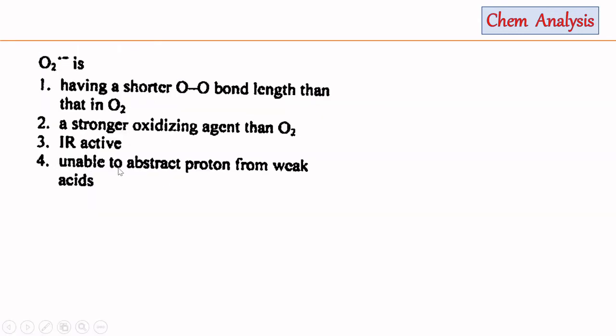In the second question, we can see that this is asked from bioinorganic chemistry, and we have to tell the correct answer for the superoxide anion. The first option says the superoxide anion has a shorter O-O bond length than that of oxygen, and for that you have to know the molecular orbital diagram of oxygen.